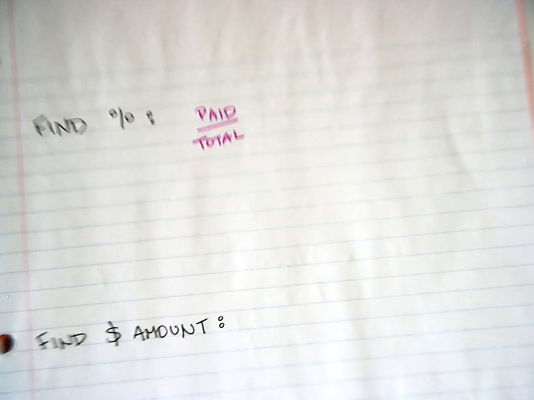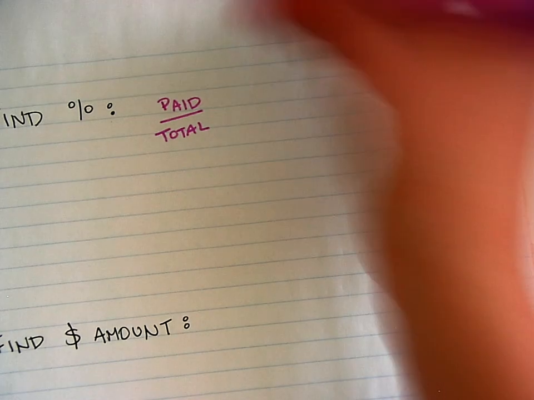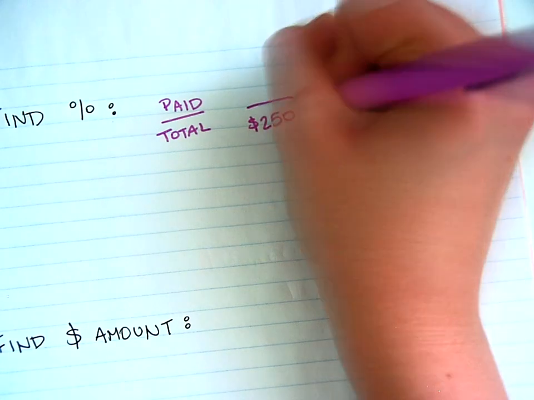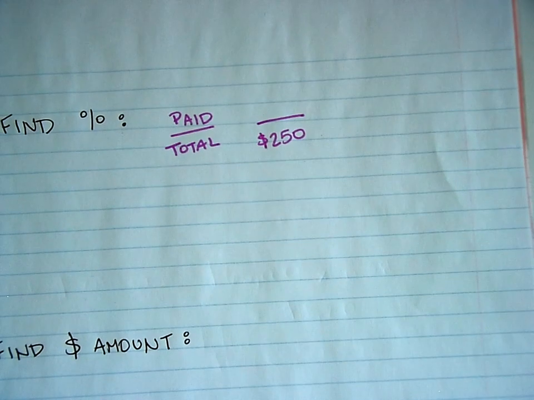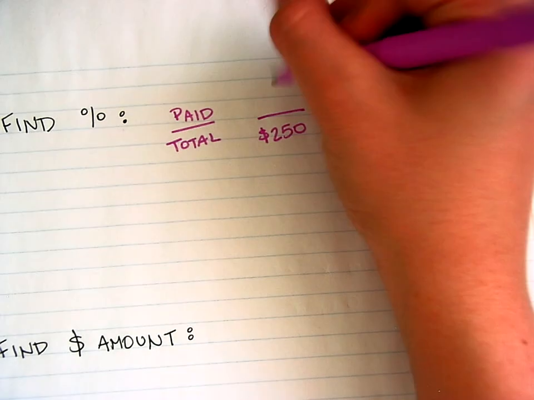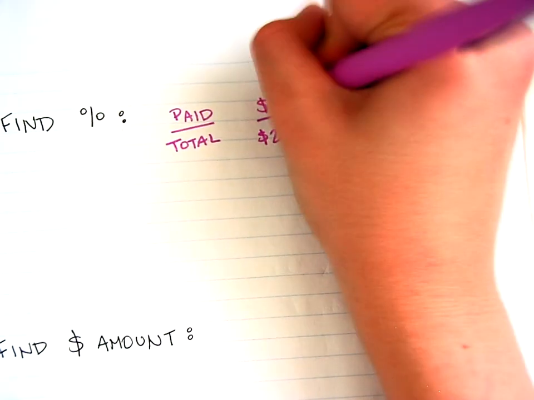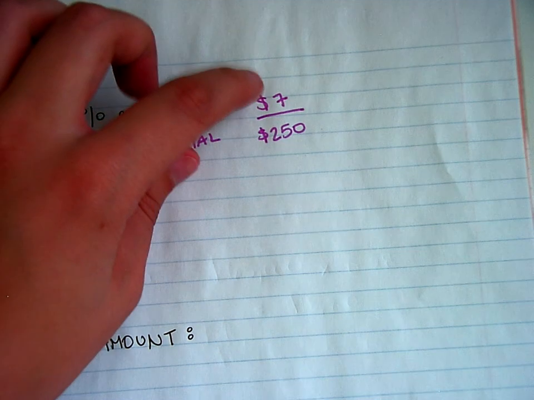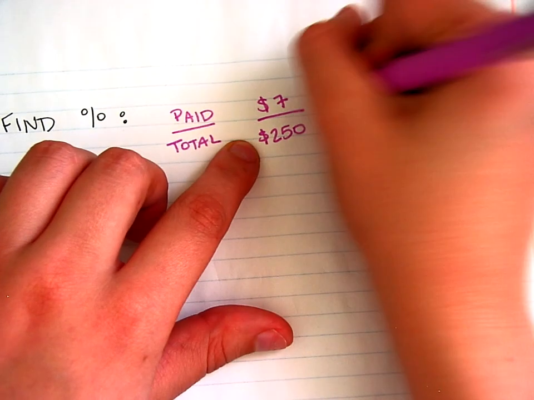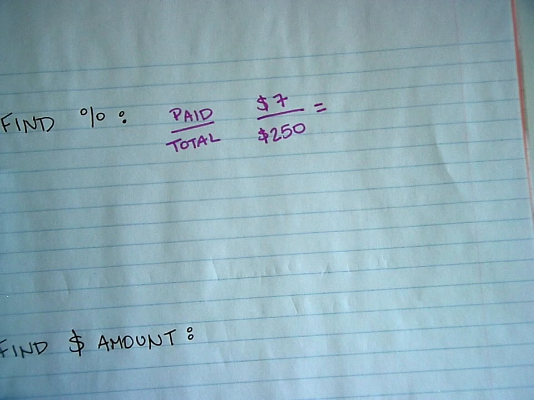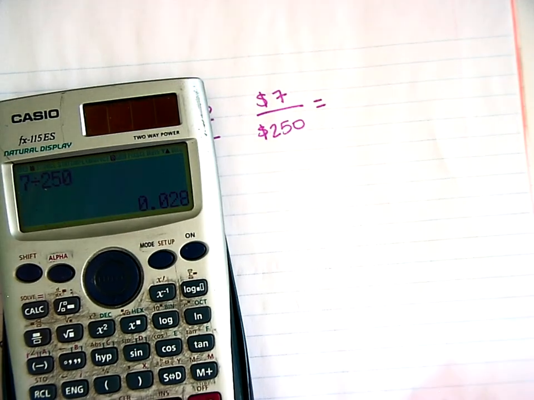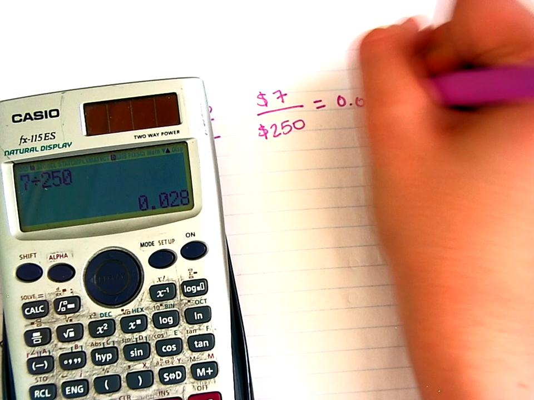Let's think of just an example so we can have some numbers. Let's say you made $250 this week, and let's say you had to pay your employer $7. We take the amount you paid, divided by how much you had total, and that's going to give us a decimal. So let's do 7 divided by 250, and that's going to give me 0.028.